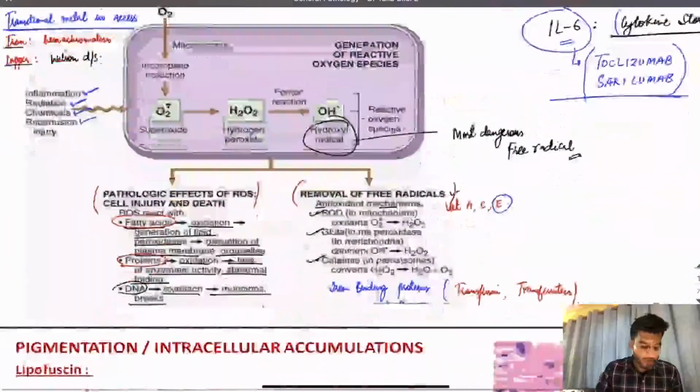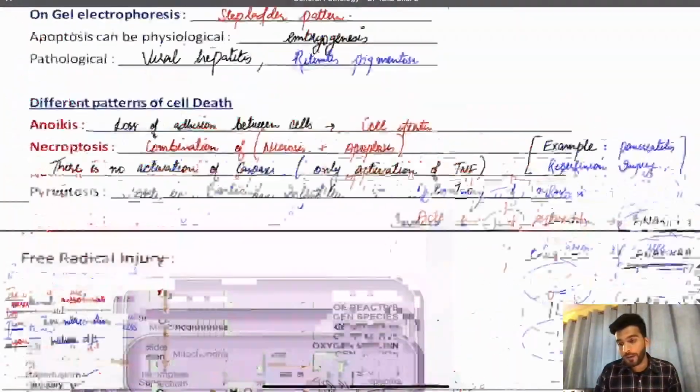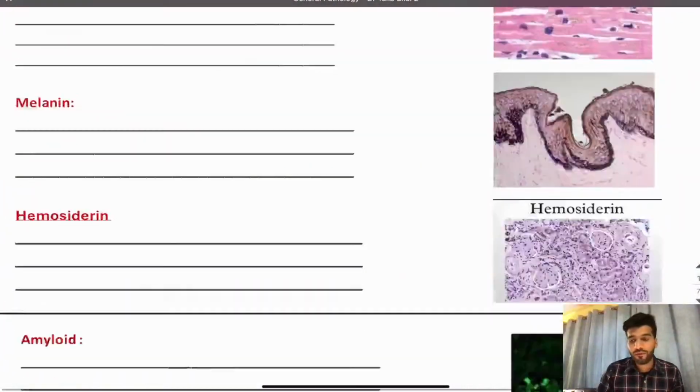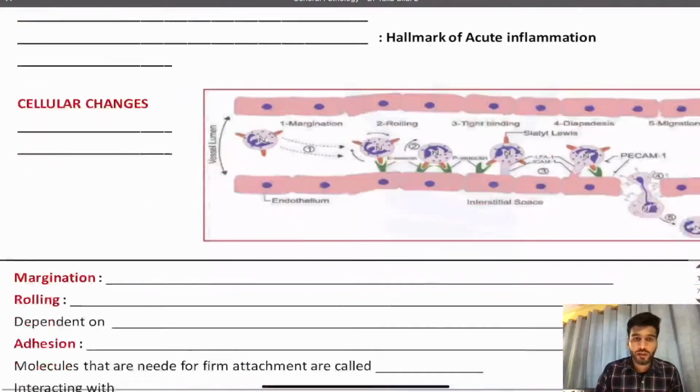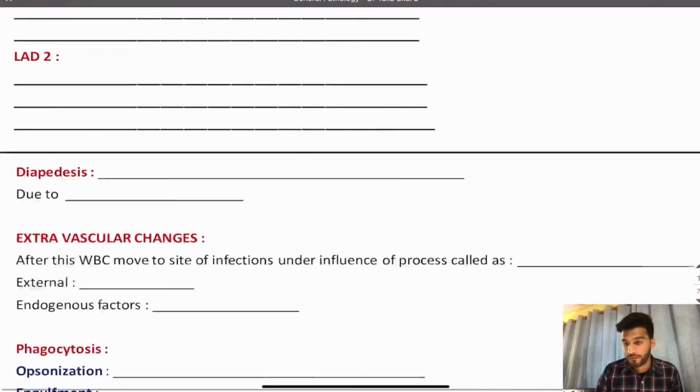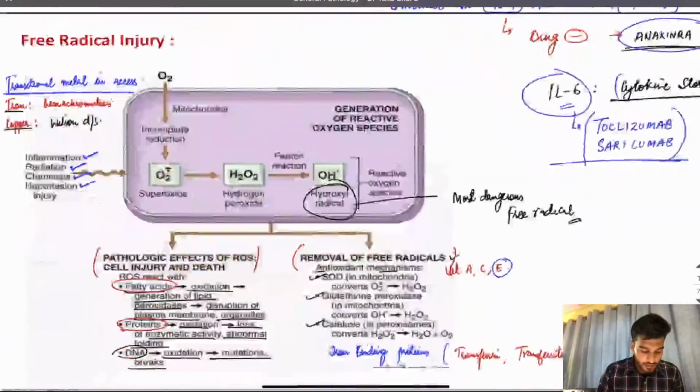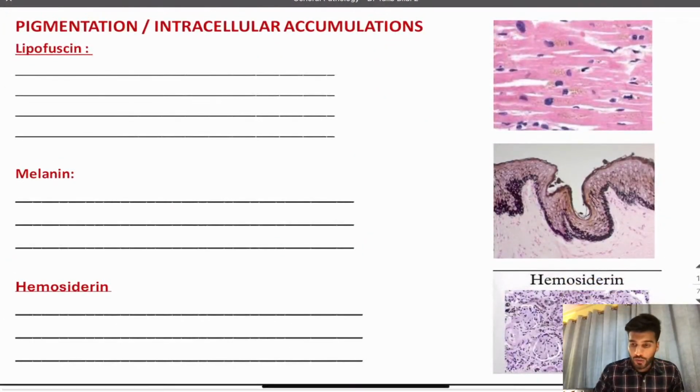Okay, so today we are going to start with pigmentation, followed by that we'll cover inflammation, acute and chronic. So let's begin, guys, without any further delay. The last topic that we studied was free radical injury.